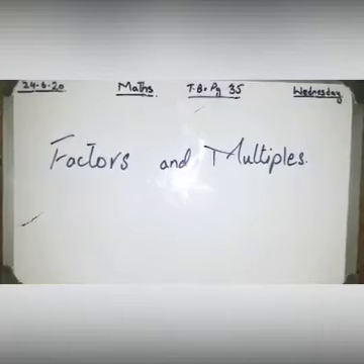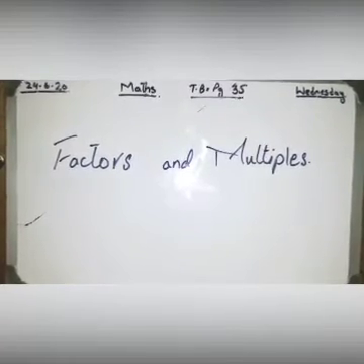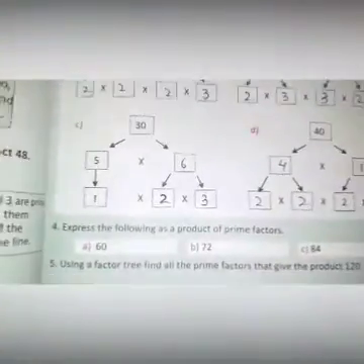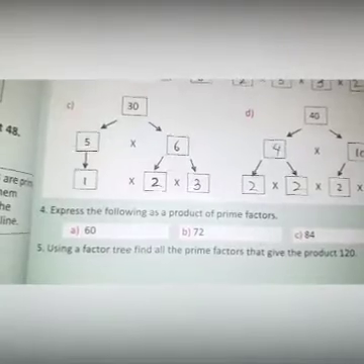Textbook page number 35, Factors and Multipliers. On page number 35, you have the build up and you have question number 4. Express the following as a product of prime numbers.